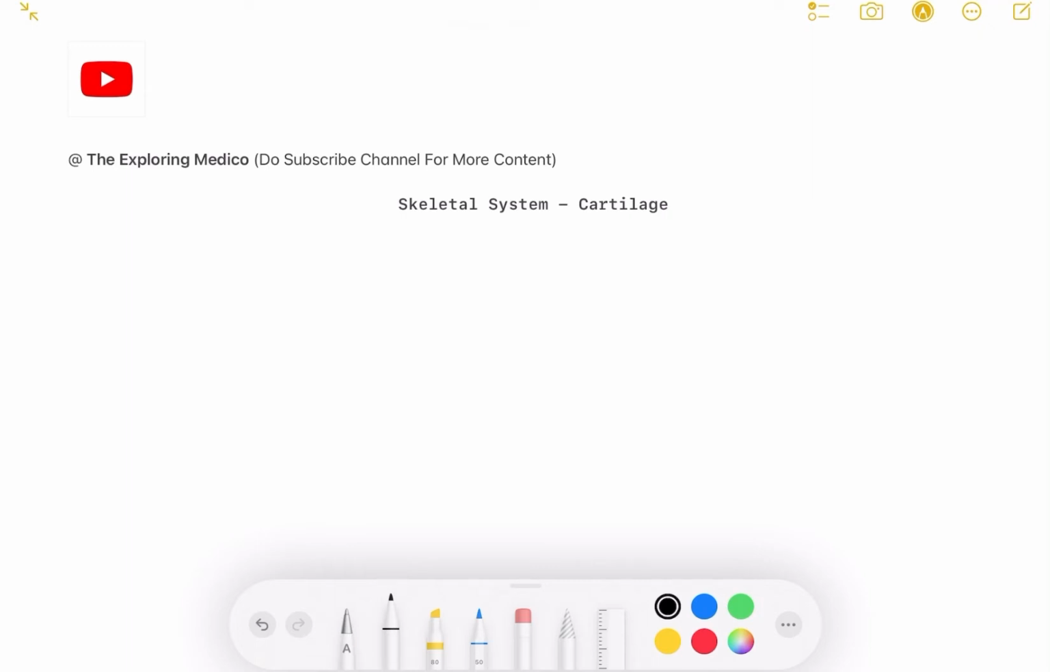As we have seen in the earlier video about the skeletal system, there are types: axial skeleton, appendicular skeleton, and the functions of the bones. So in today's lecture, we are going to discuss in detail about cartilages. What is cartilage, its composition, peculiarities, types, and clinical applications of it.